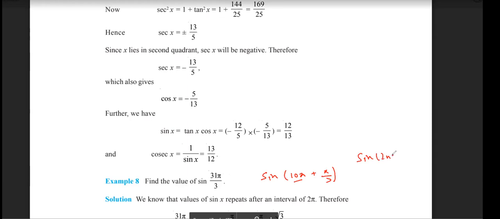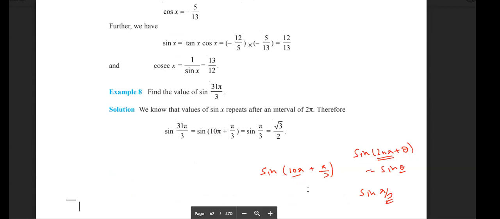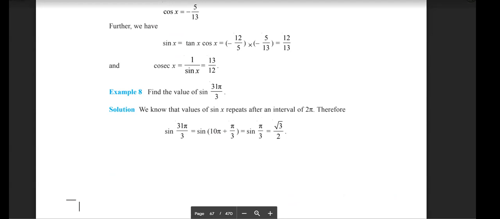And 10 pi is basically what? Sine of 2n pi plus theta is equal to sine theta. 2n pi is basically a multiple of 360 degree. Yes or no? So it is nothing but sine pi by 3. Easy enough? Is it understandable? Shrushti, Vikas, Nitin, Alyssa, Navya, Zilan, Krishna. Okay, very good everyone. So root 3 by 2.